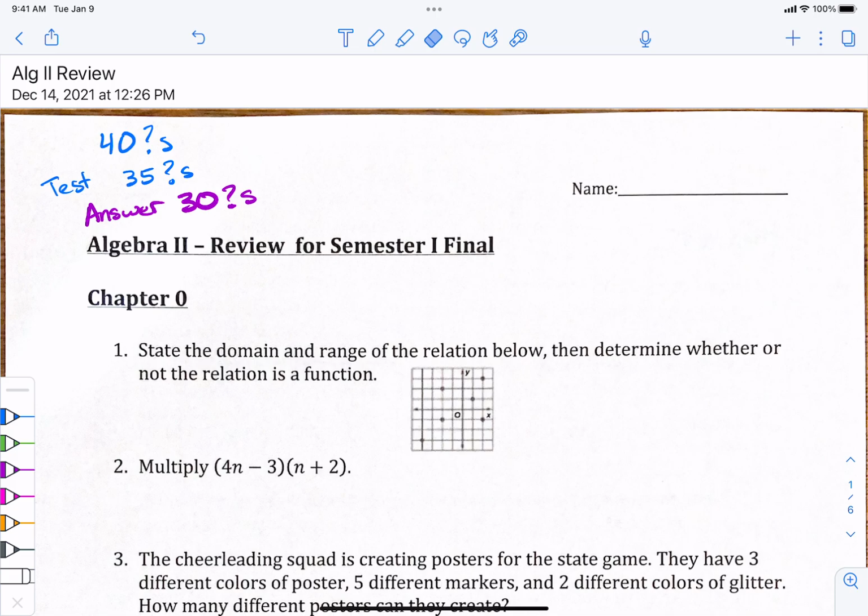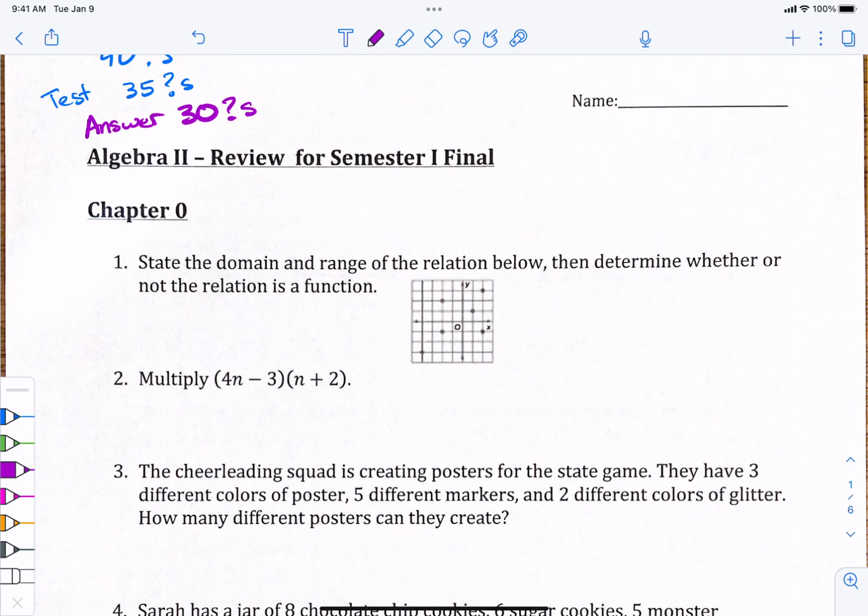So there are 40 questions. We're going to go through this review over the next 3 days, which means we have to get how many done per day? 40 questions done over 3 days is about how many? I think it's like 13 something, okay? So we'll try to get 13 or 14 questions done per day. Got it? Okay? All right.